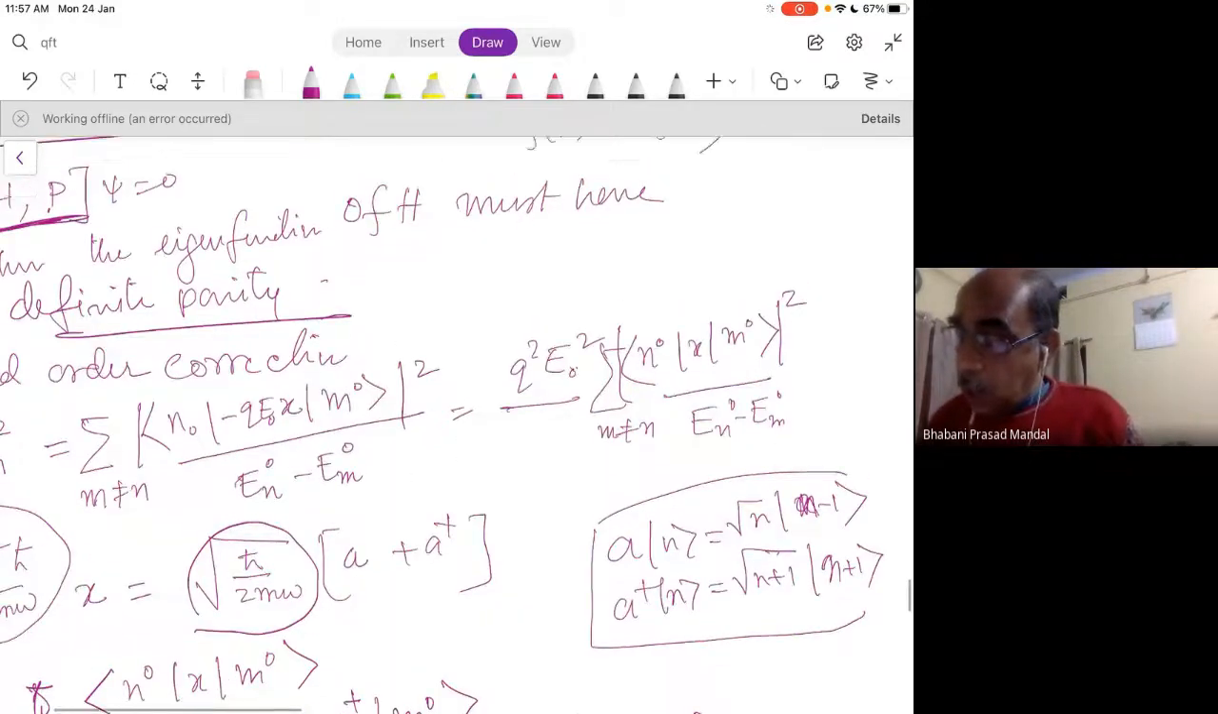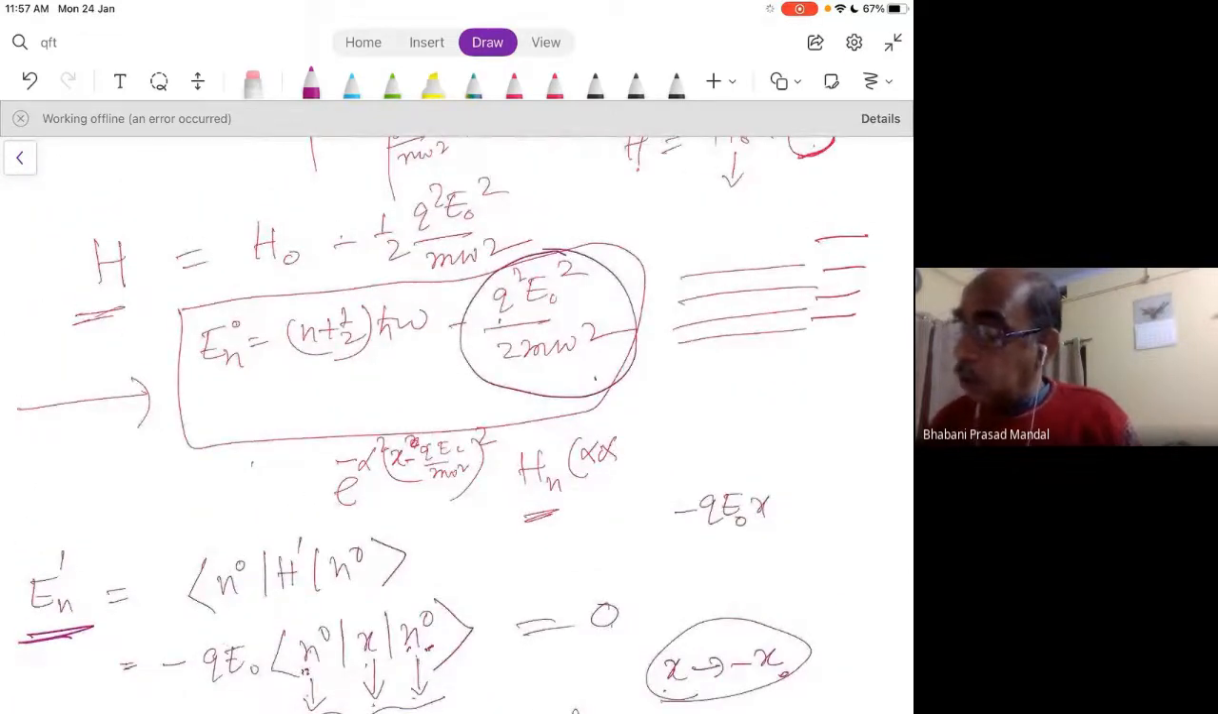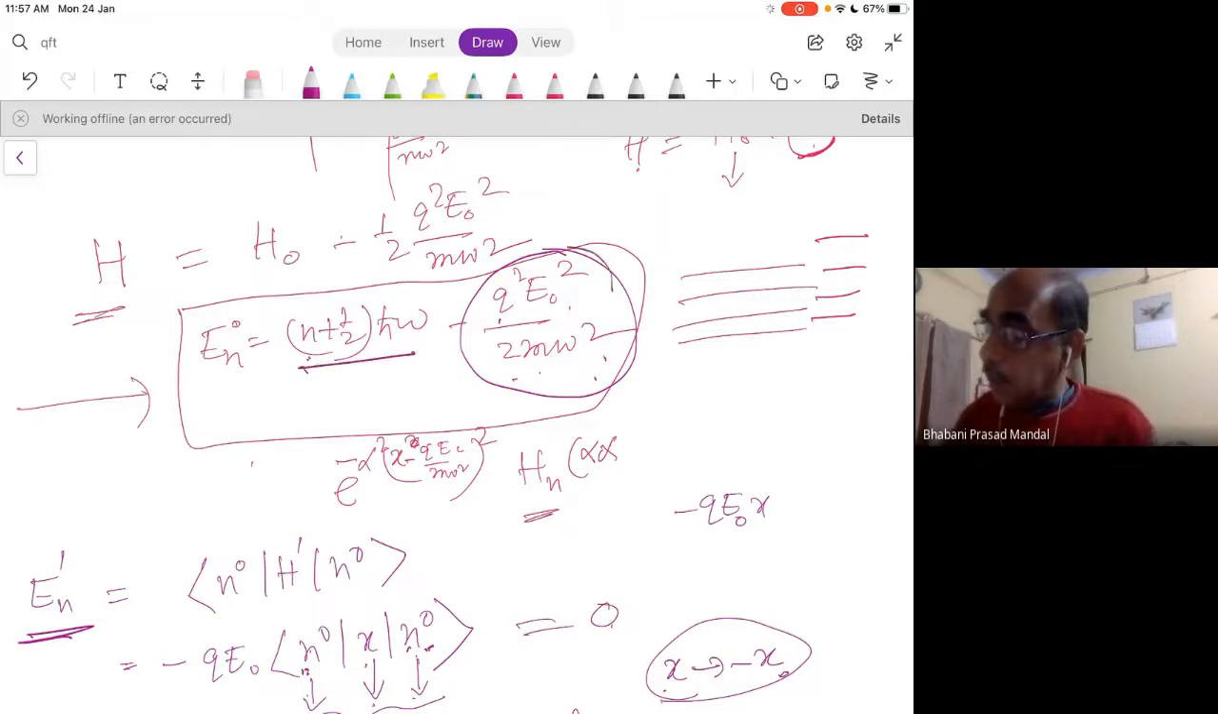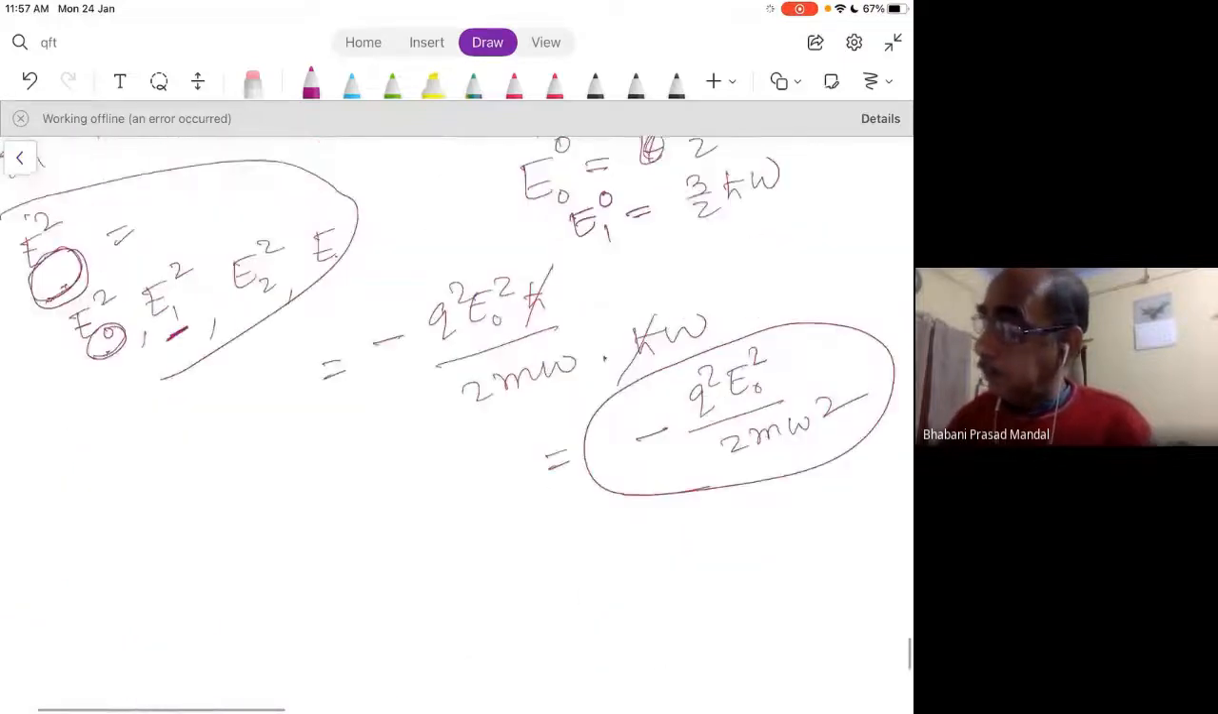Okay. Now let us see the exact solution. See, q0 square E0 square over 2m omega square. So when n equal to 0, you get that ground state minus this. So this is the correction. So I am getting this exact correction here.